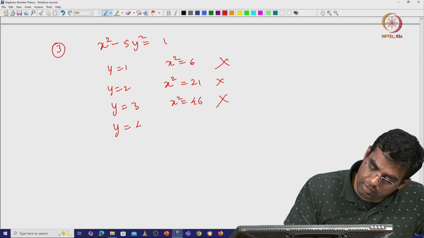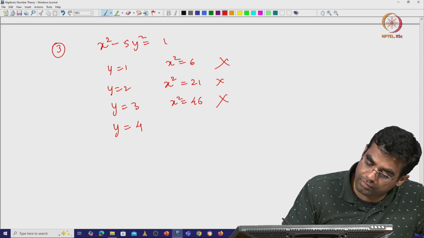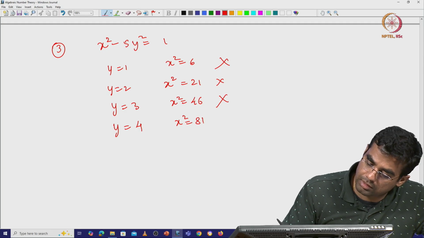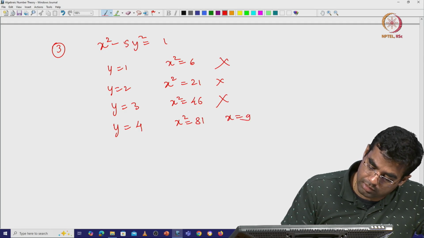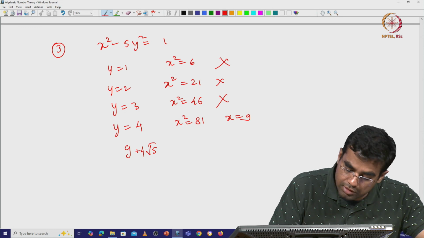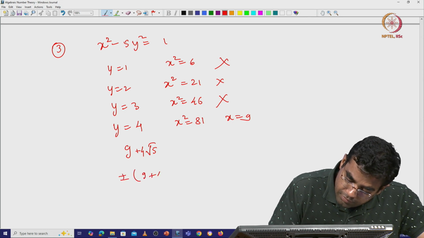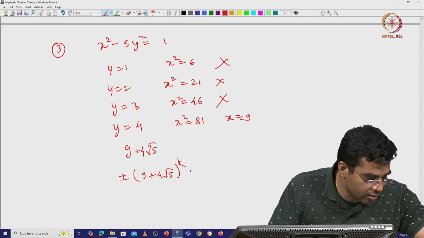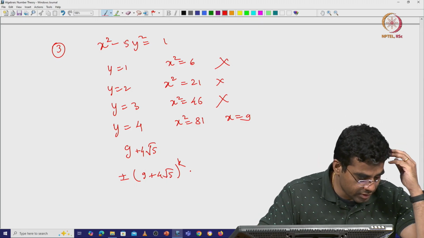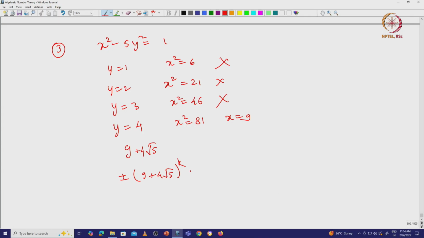Y equal to 4. So, 16 into 5 is 80, and you get x square equal to 81. So, you get x is equal to 9. So, you get 9 plus 4 square root of 5, right. So, all the solutions are of the form 9 plus 4 square root of 5 to the k. Alright. So, this gives you all possible solutions of this particular Pell's equation.